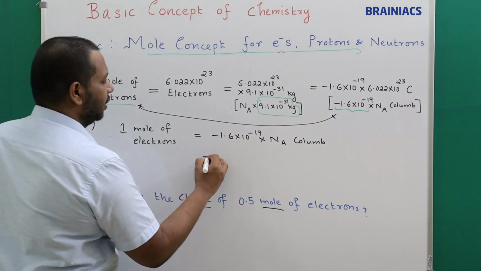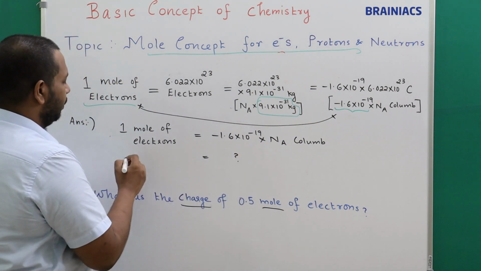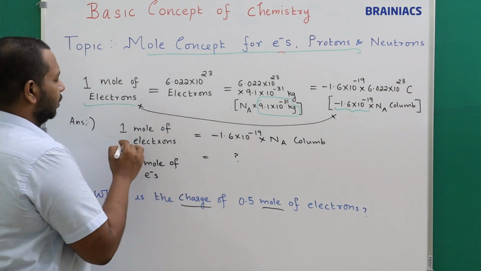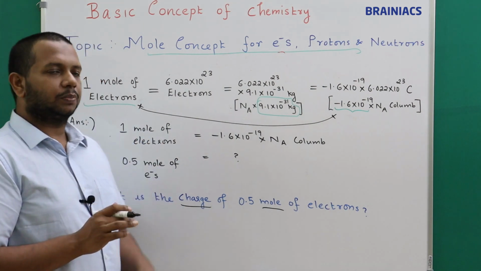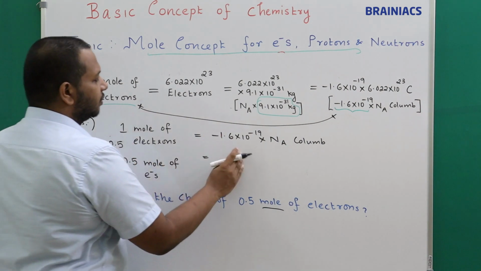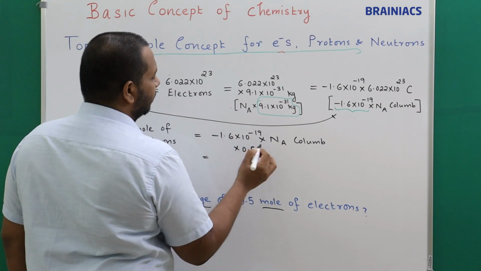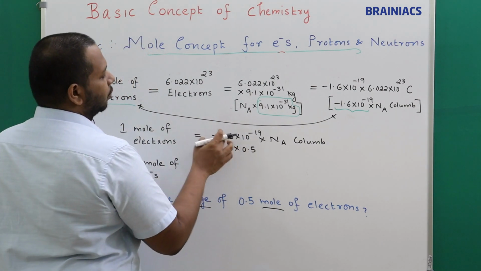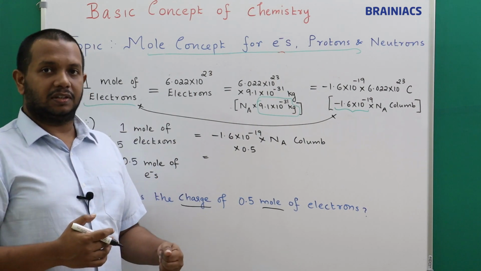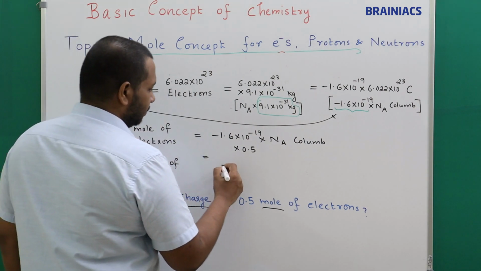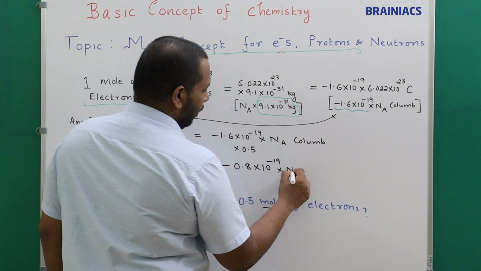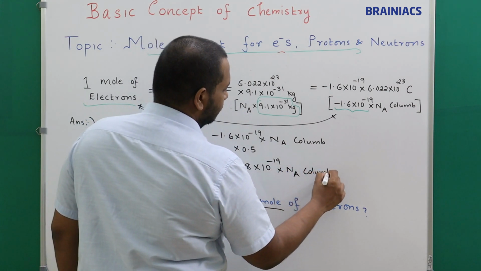Now tell me what they have asked. They are asking the charge. So here I will put the question mark, and what they have given is 0.5 mole of electrons. Now tell me how to convert 1 to 0.5. Again you know that it should be multiplied by 0.5. So do the same thing here. So you will get 0.5 multiplied. That means 1 by 2. So 1.6 by 2 means 0.8. So my answer is minus 0.8 into 10 power minus 19 into Na Coulomb. So I got the answer.